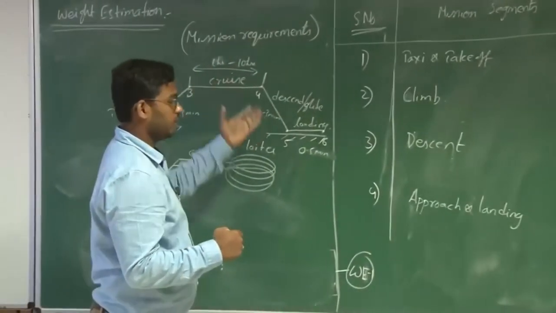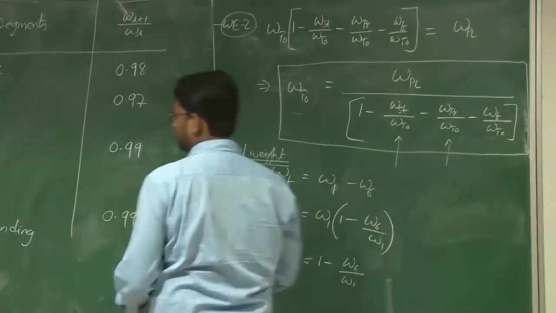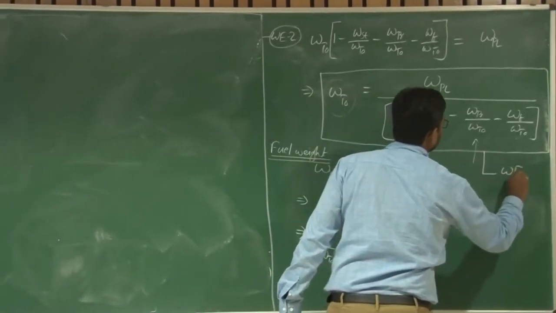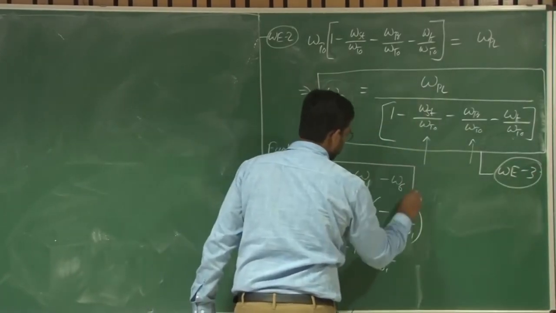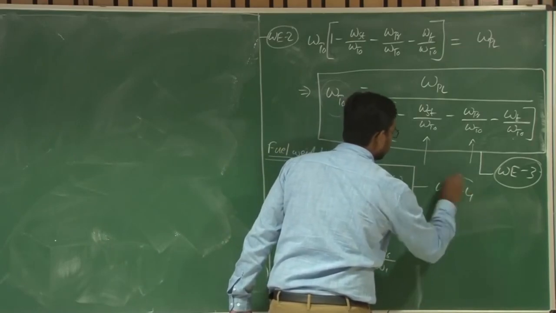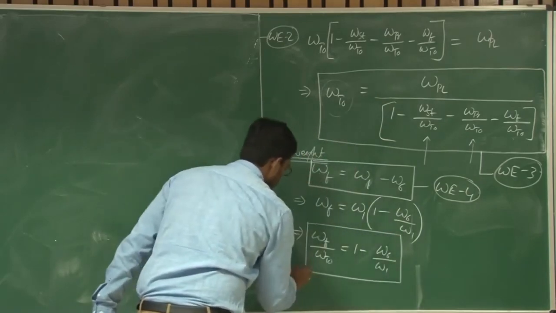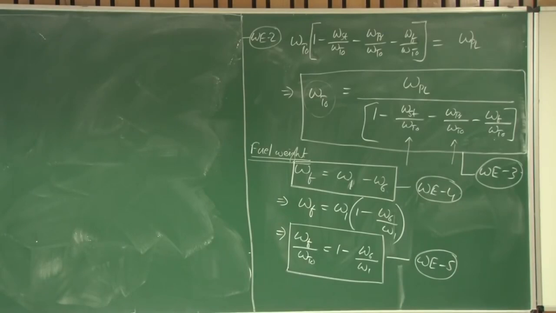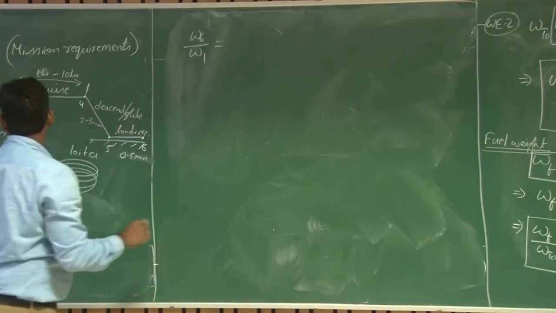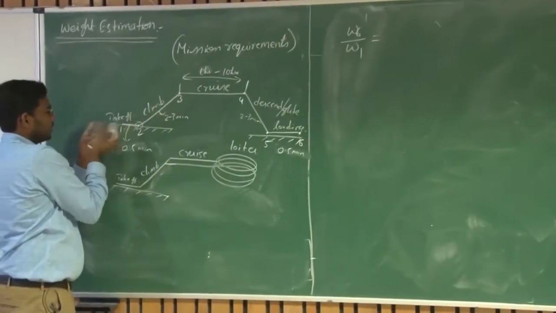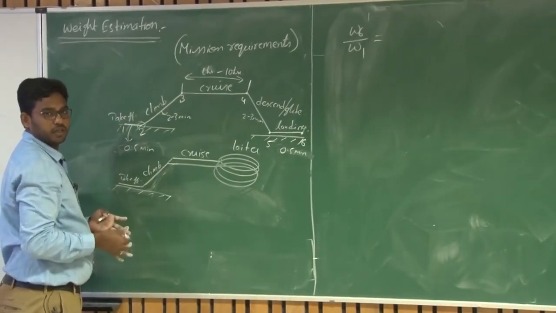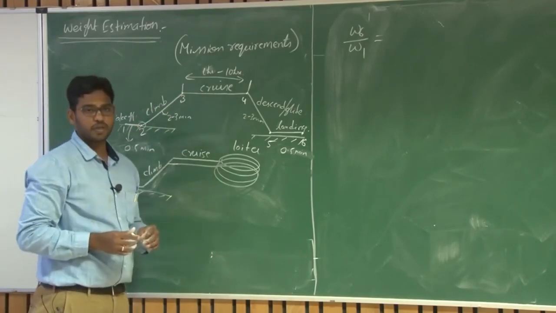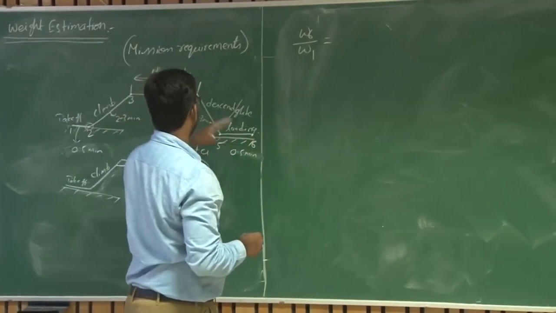Since we have segmented this mission profile, we can express this W6 by W1 as, I'll erase this part. This is this equation, name it as WE3, and this equation is WE4, weight estimation equation 4, and this is weight estimation equation 5. So what is this W6 by W1? We have various segments here. The climb dynamics is completely different to takeoff dynamics, that means the power requirements and the fuel consumption are different. In cruise, again, the dynamics compared to climb and descent are completely different, and so is the fuel consumption.